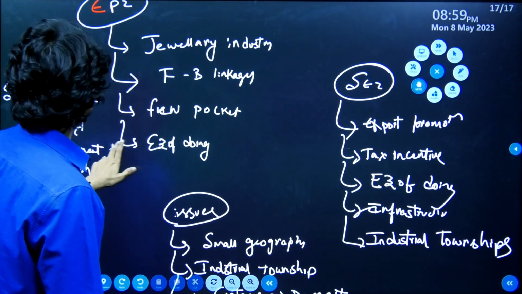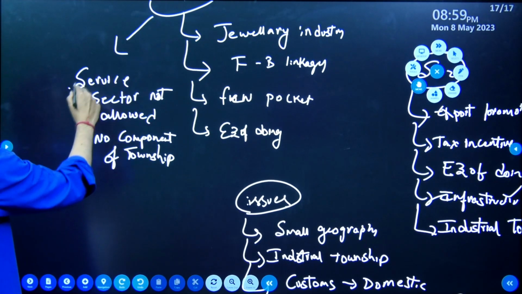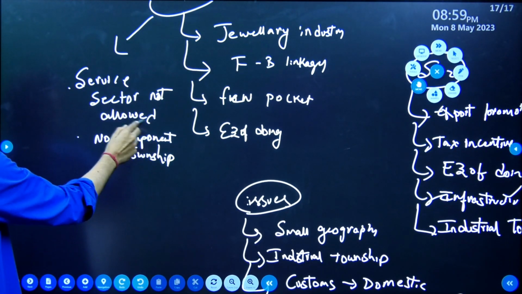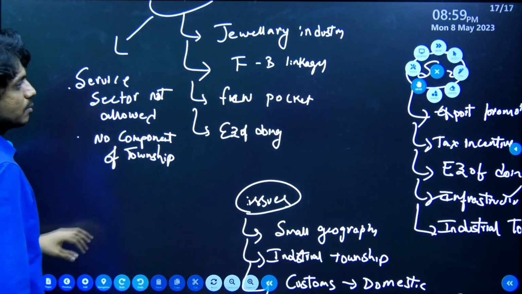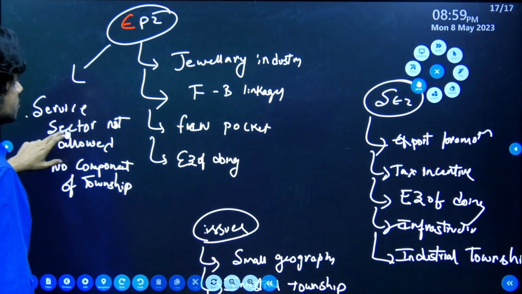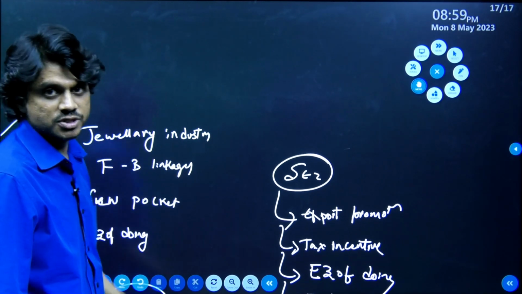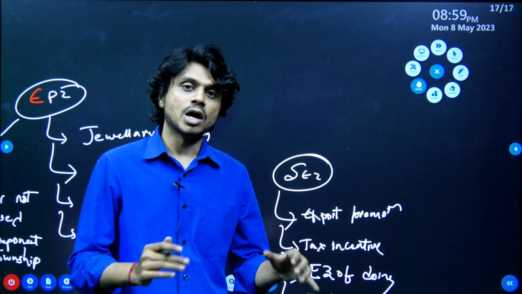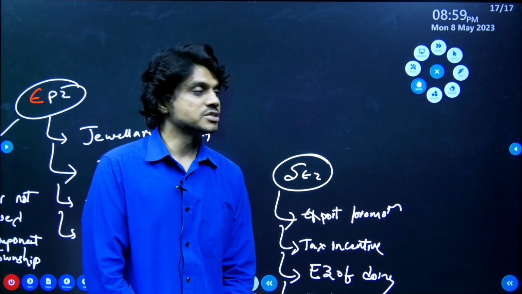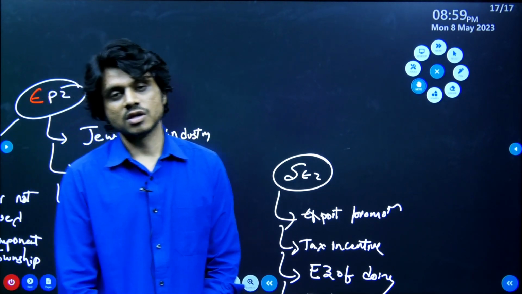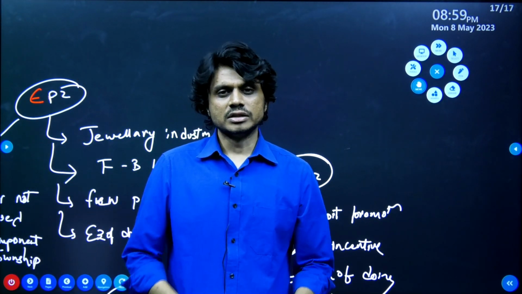Also, these export promotion zones do not allow the service sector, and there is no component of industrial townships. Because of this, export promotion zones failed. What are these industrial townships? These industrial townships are a concept developed by China. China has developed the coastal economic zones. Now, what are these coastal economic zones?